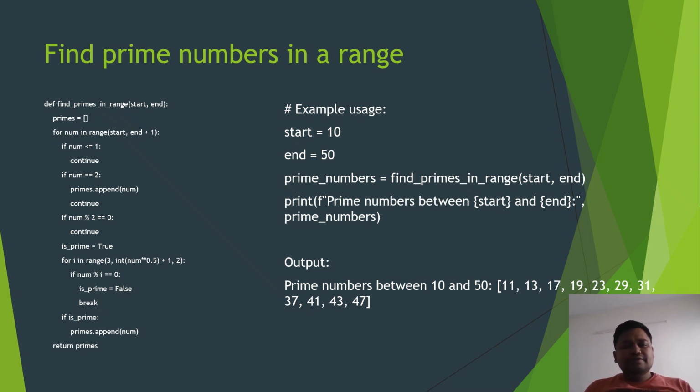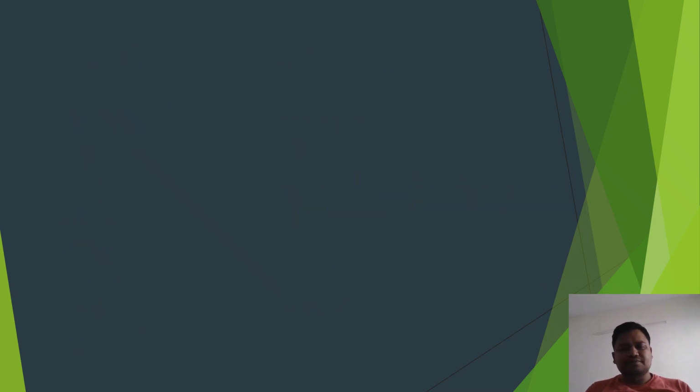So the only difference is we are checking whether a number is a prime in the range, and then we are putting it in a list and then sending that list as a return from the find_primes_in_range function.